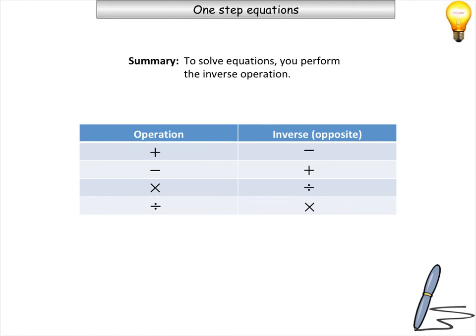And of course we have a whole range of operations not indicated here, but you need to figure out what is the inverse operation that undoes the actual operation with the pronumeral. So thanks for watching this video on one-step equations.